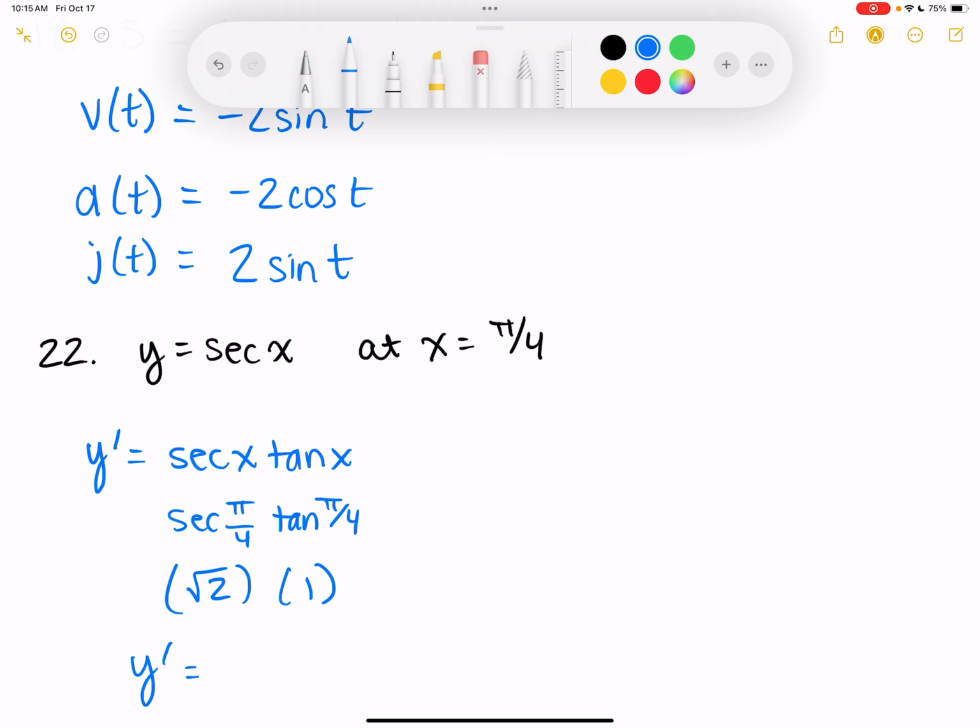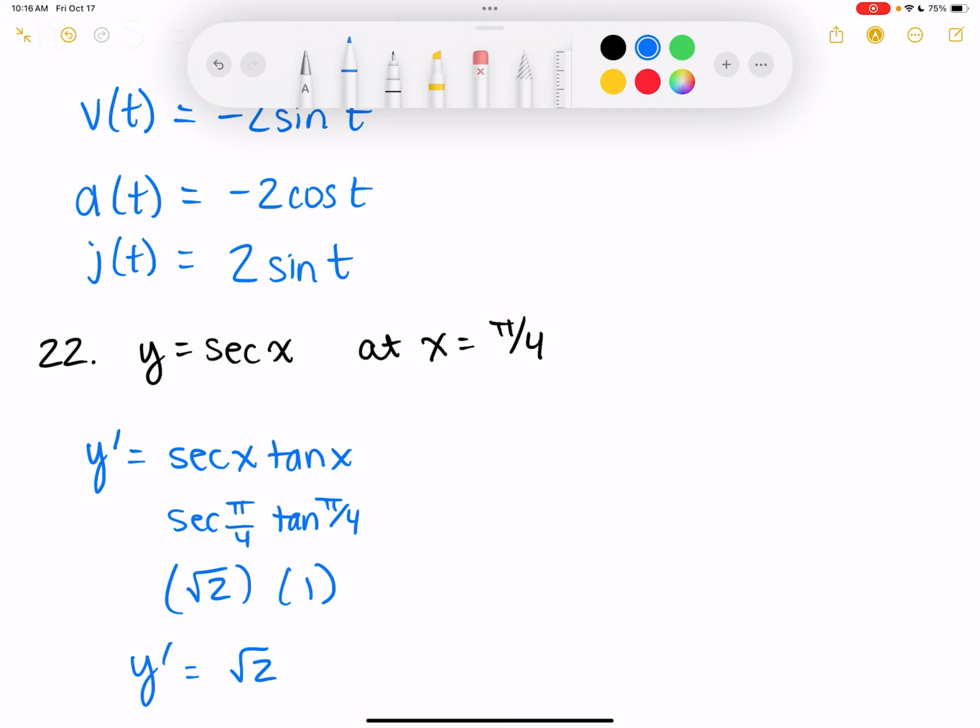I believe. Let me check. I think I have a unit circle over here somewhere. Let's see. Cosine of pi over 4 is root 2 over 2, so flip that. 2 over root 2, which would be, yeah. And then, yep, tangent's 1. All right, so that's our slope.